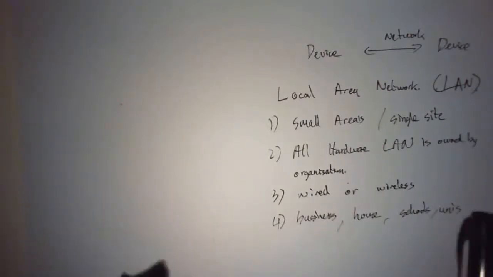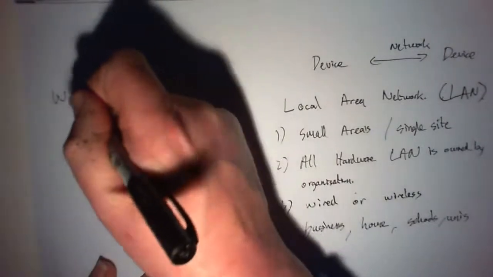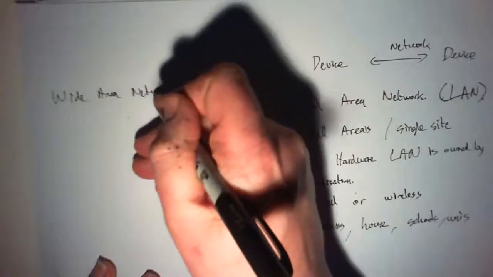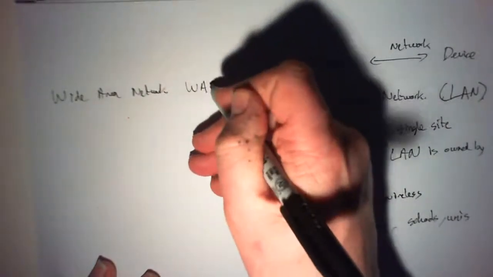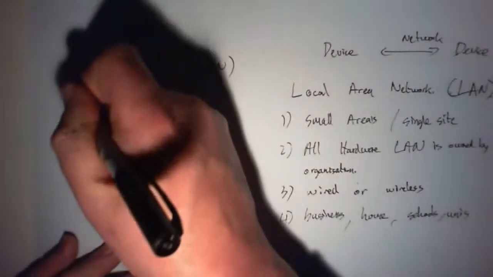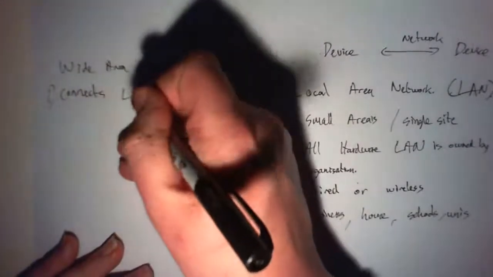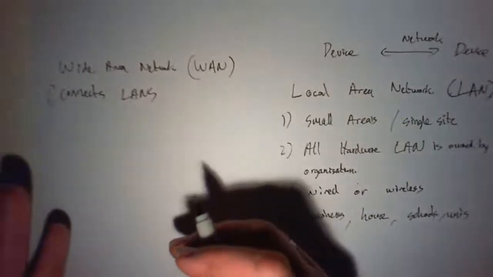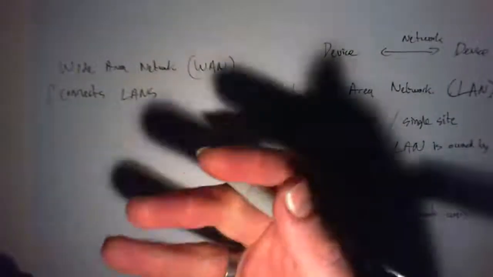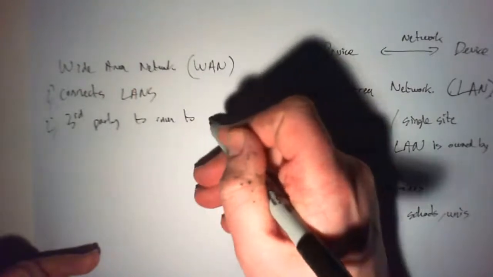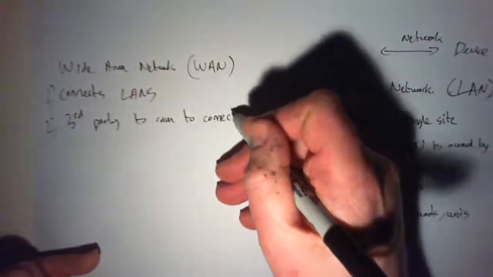Okay, so what then is a WAN? A wide area network, or WAN. Right, well, a WAN connects LANs. So it connects LANs that are in different places. For example, a business with offices in 3 different countries would need a WAN for their devices to connect. Okay, unlike LANs, organizations will have a third party to run the connections, because WANs are way more expensive.